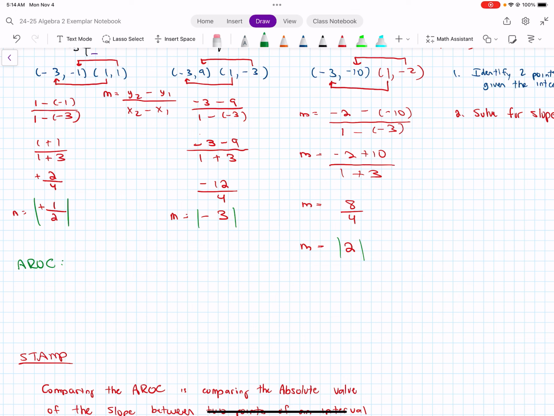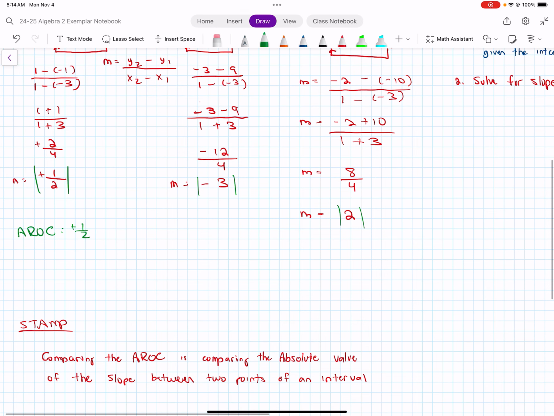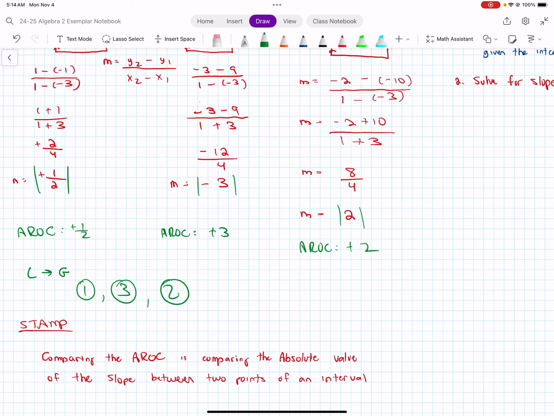And so the absolute value of positive 1/2 is positive 1/2. The absolute value of -3 is positive 3. And the absolute value of positive 2 is positive 2. Two things about absolute values: it's always going to be the positive value of that input, and it's always the difference between that number and 0. So 1/2, 2, and 3 from least to greatest.